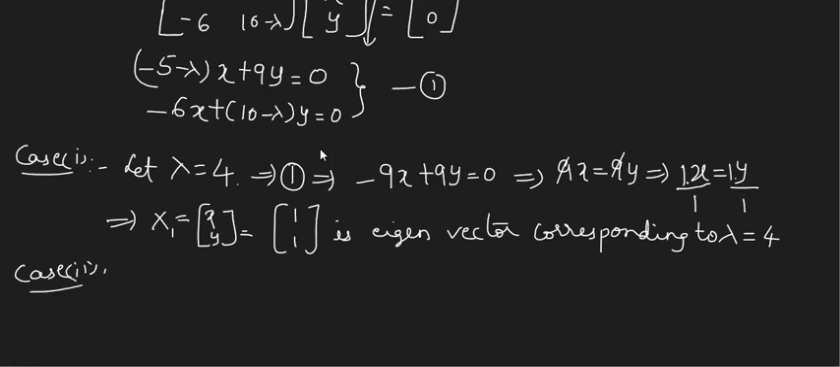If I take second case, this part what I have done, maybe more clear. Now, what is the value of lambda to be taken up in second case? 1. Okay. So what happens to equation 1? Any one equation you can take. So this is -5 minus 1 minus 6x plus 9y is equal to 0. Correct?